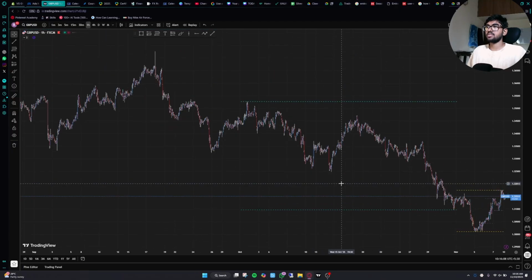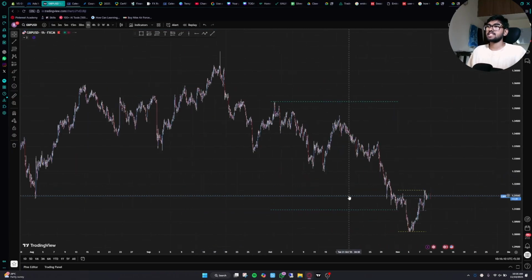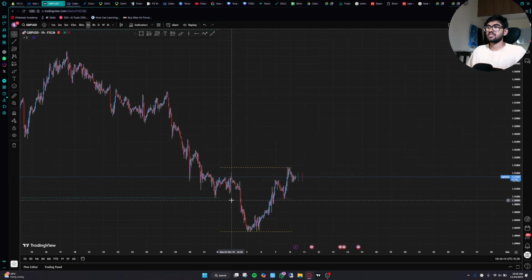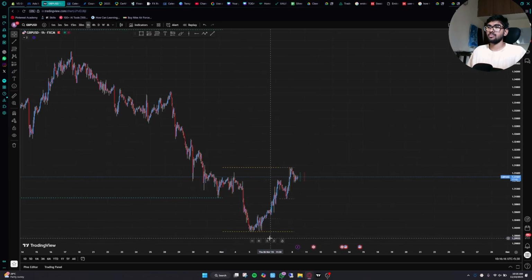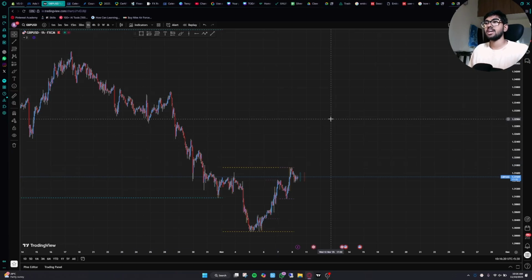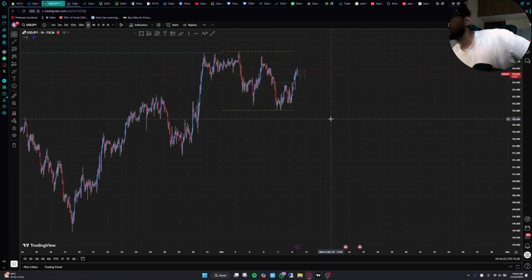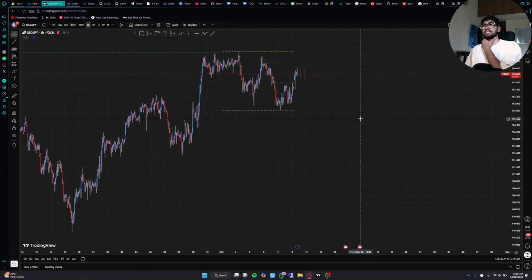Now coming on to GBPUSD, nothing is structurally very clear right now. We have just got our change of character on your 1 hour, so we'll have to wait for today's price action, maybe today's and tomorrow's price action, and then we'll see.